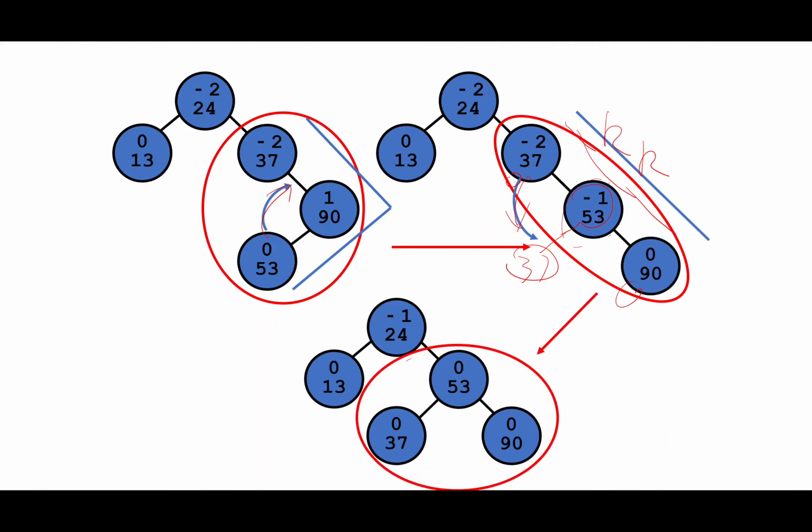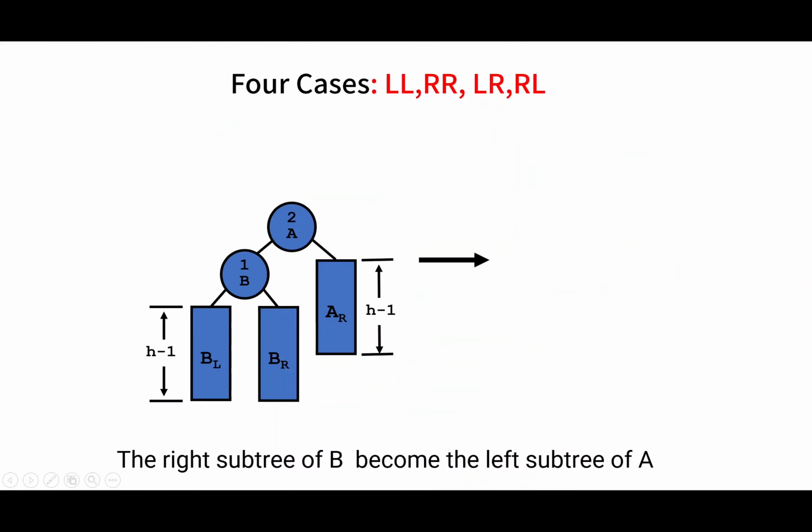So it also becomes a balanced tree, and this node is also balanced. There are 4 cases for the minimal unbalanced tree. These 4 cases are LL type, RR type, LR, and RL type.